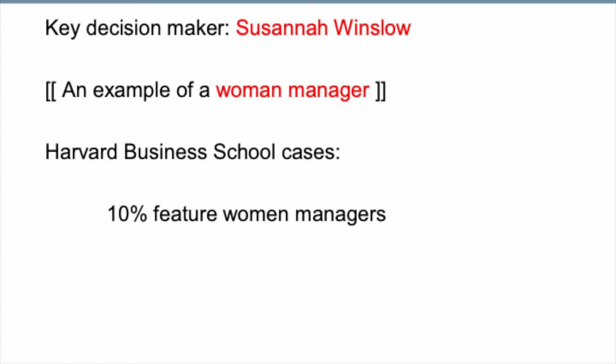Susanna Winslow is the general manager of Down City Motors, again, a fictitious character. She is the decision maker in this case. She is the one who ultimately has to answer, should we fire him for that post? I'd like to pause for a moment.